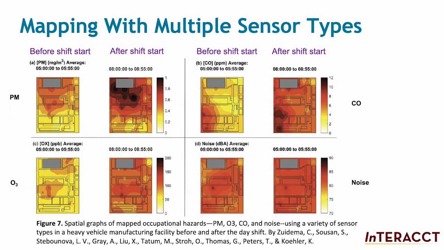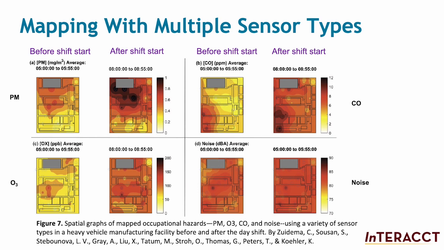Now, in an article by Sudama et al., spatial graphs are shown in which they map occupational hazards with a variety of sensor types in a heavy vehicle manufacturing facility. They measured particulate matter, PM, ozone, O3, carbon monoxide, CO, and noise. In this case, they were interested in the short-term change in air contaminants that occurs when the plant starts up during the morning shift. So they did a mapping routine very early in the morning before workers arrived, and then one soon after they got the plant up and running, to emphasize the increase in concentrations associated with the work activities in the plant.